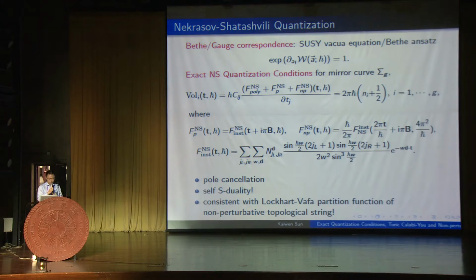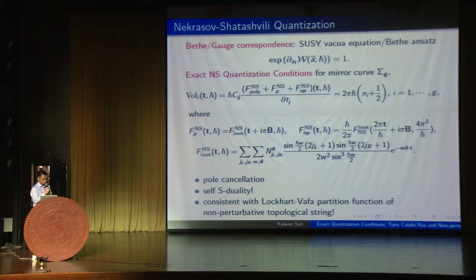In general, there are two quantization approaches. One originated from the Bethe/gauge correspondence proposed by Nekrasov and Shatashvili in 2009. Via geometric engineering, this supersymmetric vacuum equation or Bethe ansatz can be rephrased in the context of topological string. The exact NS quantization condition for the mirror curve was obtained last year. It contains 3 parts: the polynomial part, the perturbative instanton part, and the non-perturbative part.